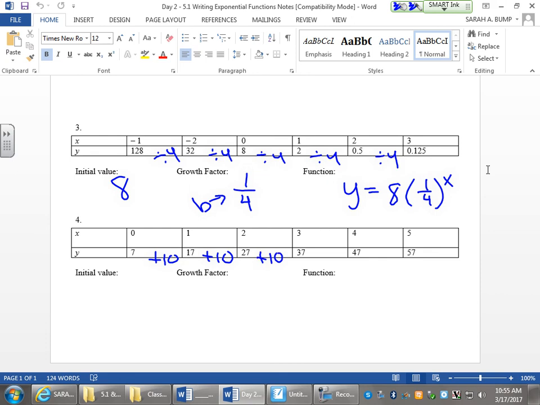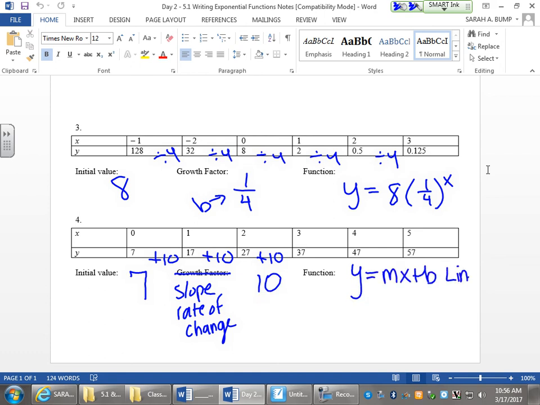And the last example, what's happening in the outputs there? We're adding 10. Okay. So adding 10 every time is a constant change. This example right here is not going to be exponential. What type of function do you think it'll be instead? Linear. Yep. So this is a linear function. The initial value is still found the same way, though. What's the initial value? 7. We're not going to call it a growth factor. Instead, for linear functions, it's called your slope or your rate of change. And what's the rate at which this table is changing by? 10. And then we're going to write our equation in y equals mx plus b format because it's linear. So it'll be y equals 10x plus 7.